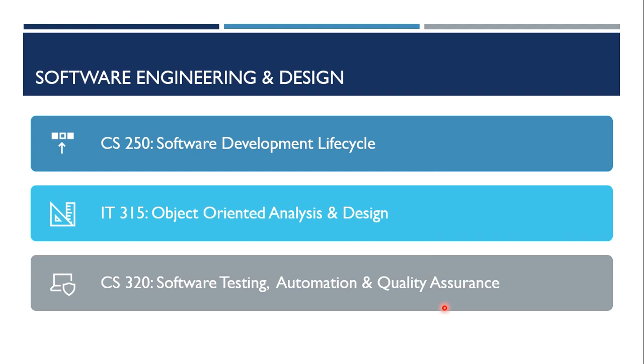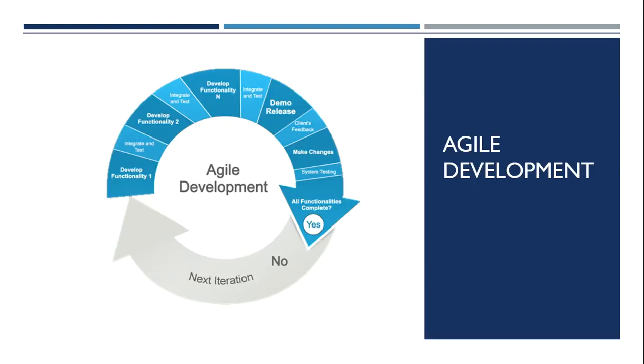For CS250, the main topic that was talked about was agile development. And you can see here is a graph of what agile development looks like. The unique thing about agile development is the topic of iteration. Unlike waterfall development, which really doesn't have a way to go back, agile development is all about repeating itself, going through the process again to make sure your system has all the functionalities within it.